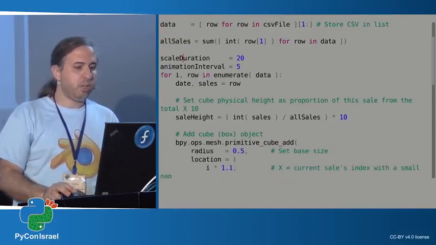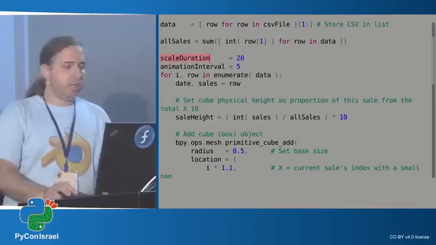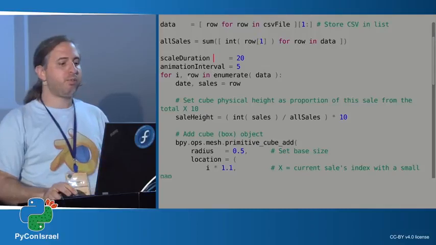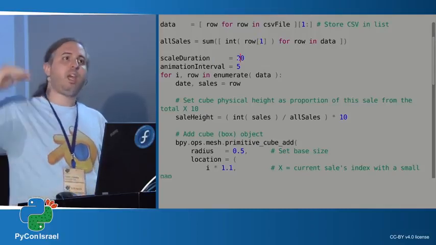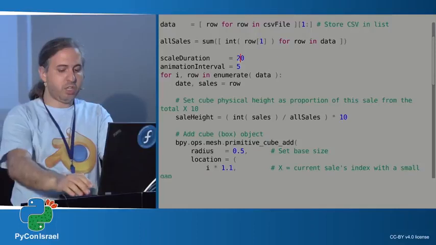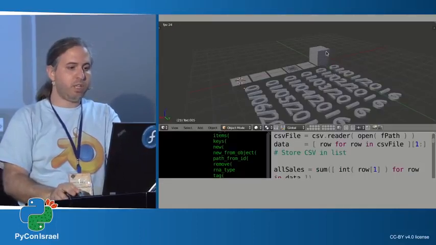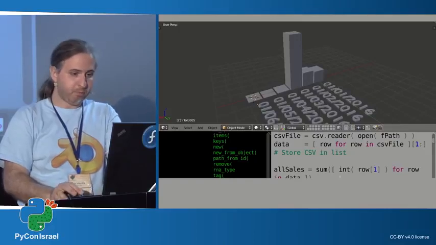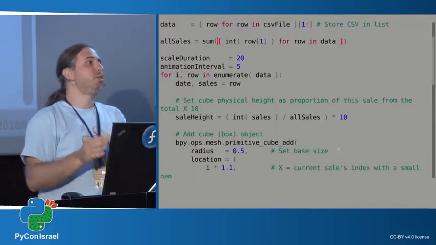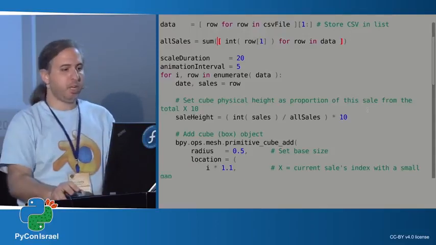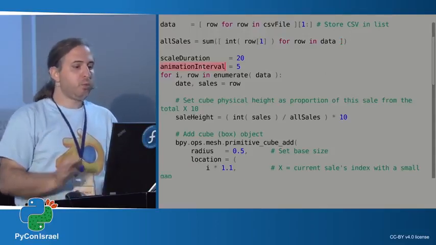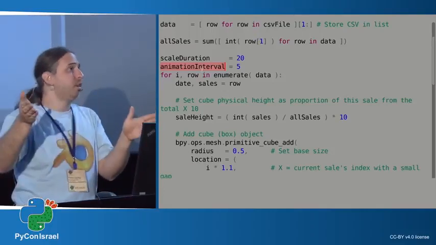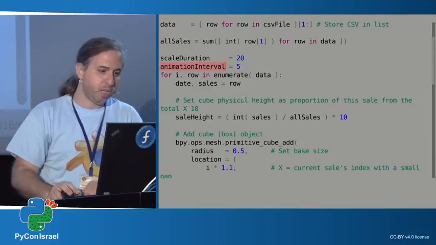Okay, so we have a few little parameters here that control the animation that you just saw. The duration is the number of frames for the scaling operation. Scaling is the change in size that you see here for each one of the bars. It takes 20 frames, that's just the duration, the interval between the start and the end of the animation. And then the interval between animations, so between one bar and then the next bar animating, is 5 frames. So that's this value.